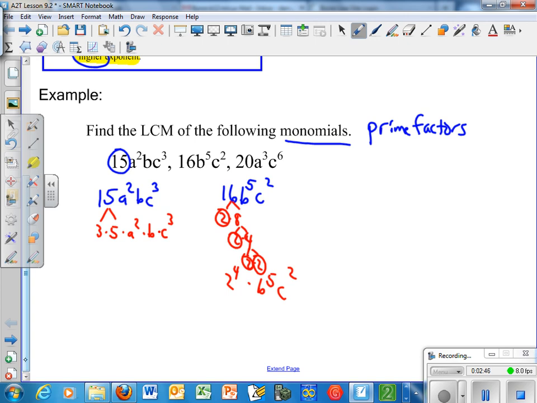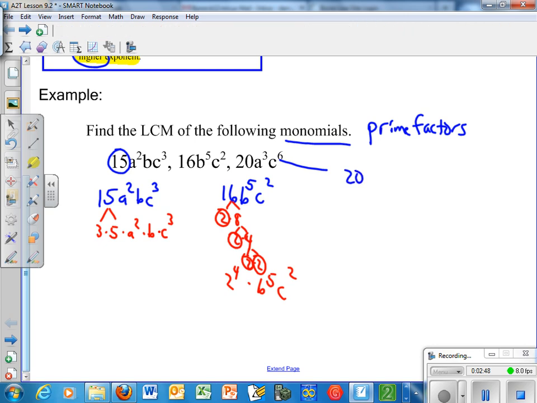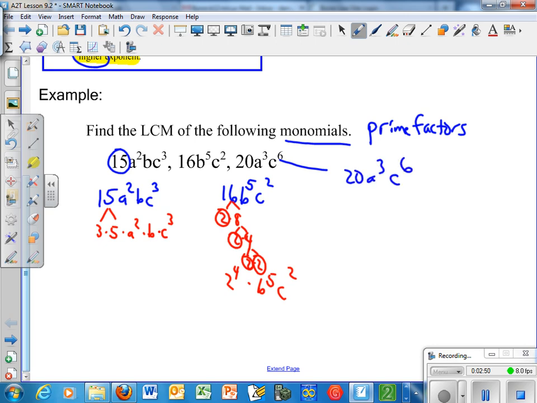All right, now let's look at the last one here, which is 20 a cubed c to the 6th. We're going to break 20 down. 2 times 10. 10 is 2 times 5. So if I take that, I can write that as 2 squared times 5. Again, 2 squared comes from 2 times 2. And then I have a cubed c to the 6th. All right, so now pull it all together here for the LCM.